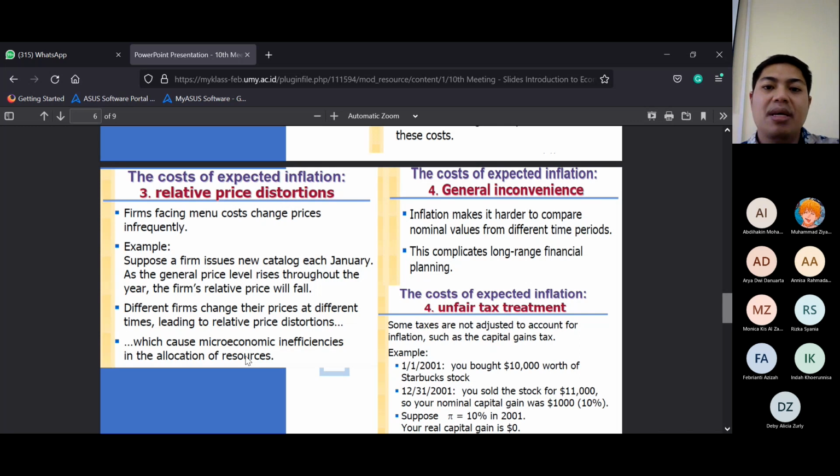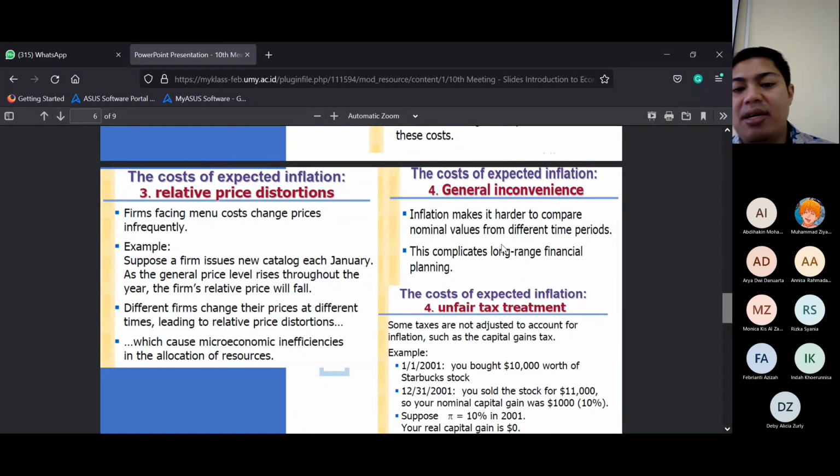The fourth one is general inconvenience. Inflation makes it harder to compare nominal values from different time periods because costs keep changing over time. So it is difficult to compare whether current prices are cheaper or more expensive than previous prices, because prices keep changing.